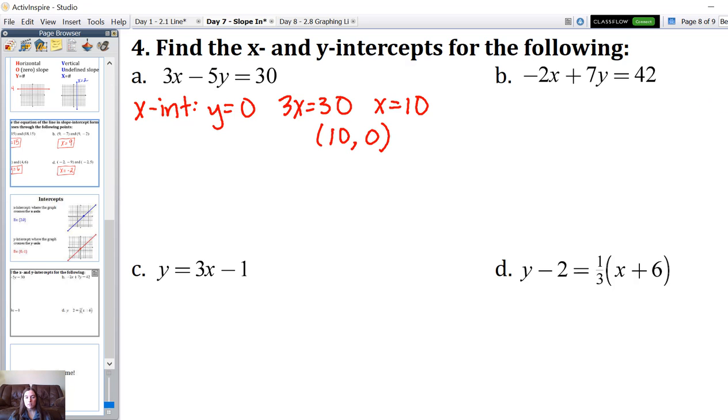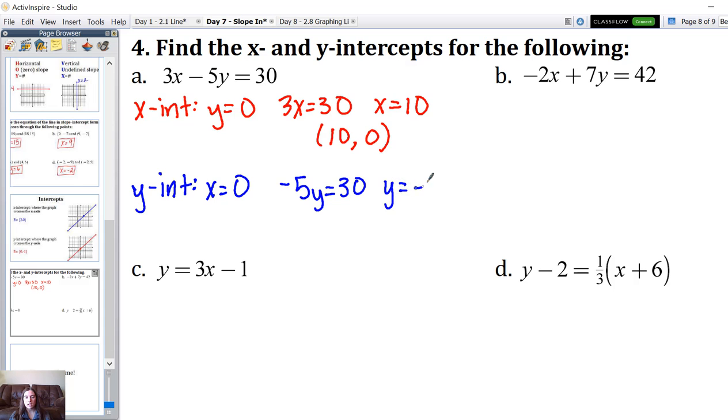The y-intercept is where x is equal to 0. So anywhere I see x, I'm going to plug in 0. 3 times 0 is 0. So we are left with negative 5y equals 30. And when we divide by 5, y is equal to negative 6. So our y-intercept is at the point 0, negative 6.